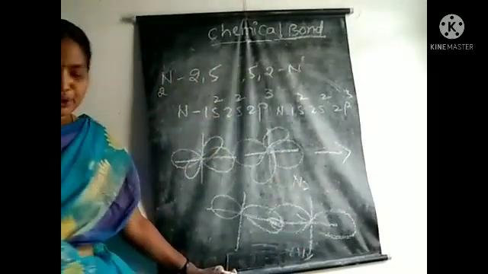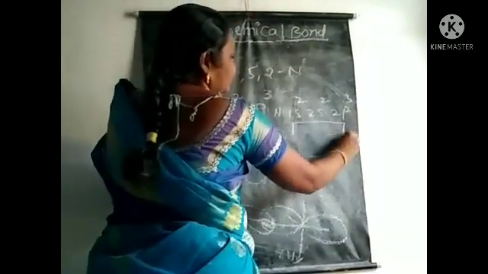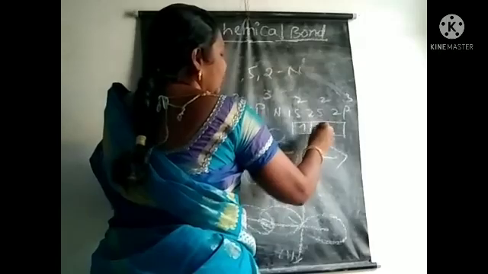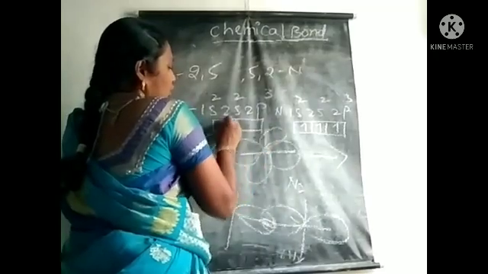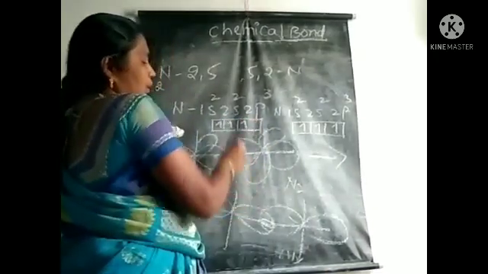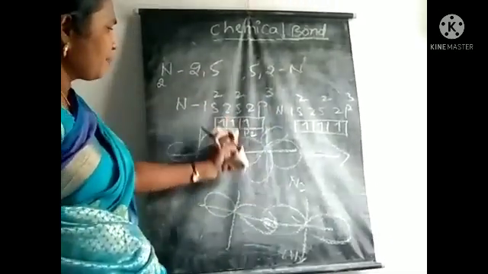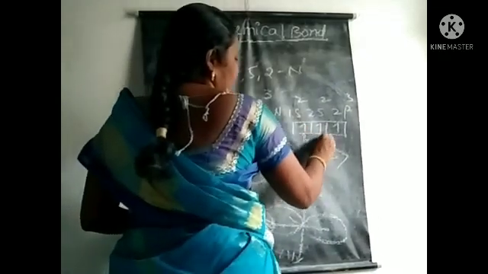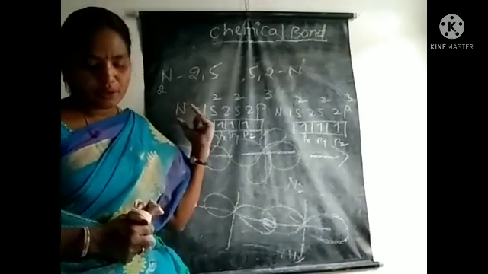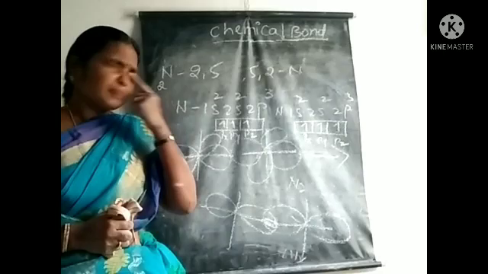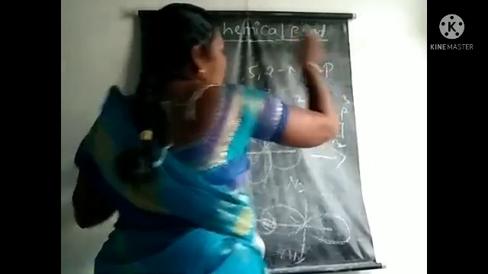Like this, the N2 molecule is formed. Here we will observe the p orbital. 1 electron, 2 electrons, 3 electrons are there. Here also in the p orbital, 1, 2, 3: Px, Py, Pz. 1 electron in each of Px, Py, Pz. These overlap and form the N2 molecule. This is the example for p orbital and p orbital overlap.